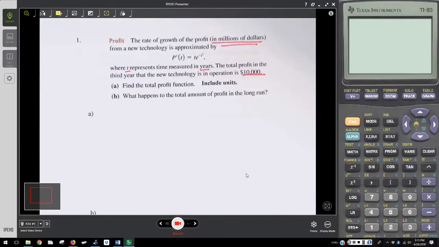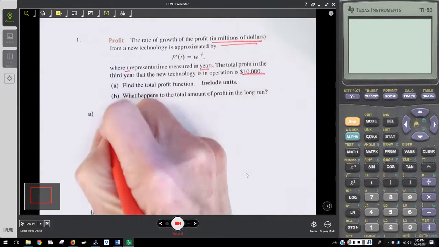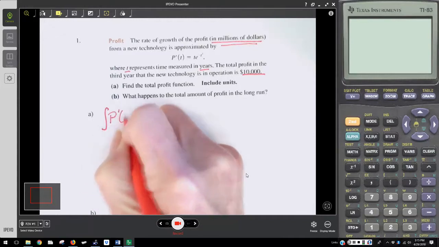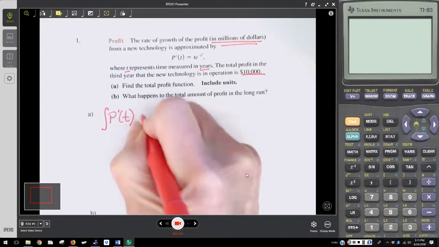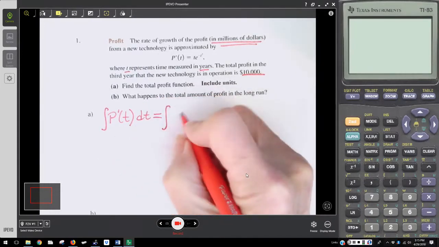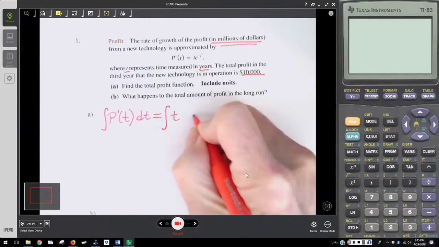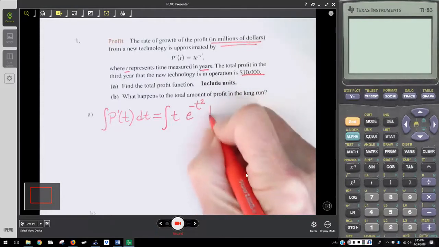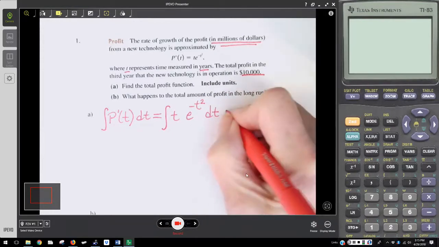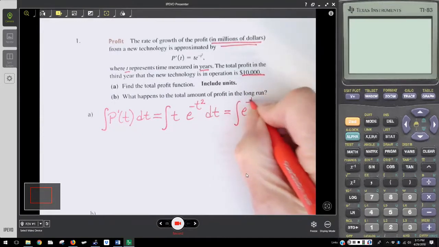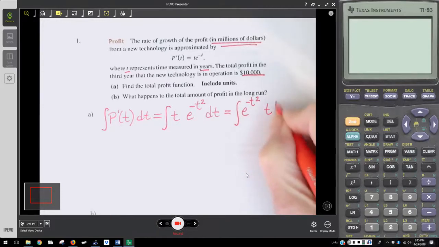So the total profit function is going to be the parent function of this derivative, which means it is going to be the integral of p prime of t dt, which is the integral of t times e to the negative t squared dt, which is more easily integrated if we first rearrange this into e to the negative t squared and put the t over here with the dt, because this is going to be a u substitution problem.